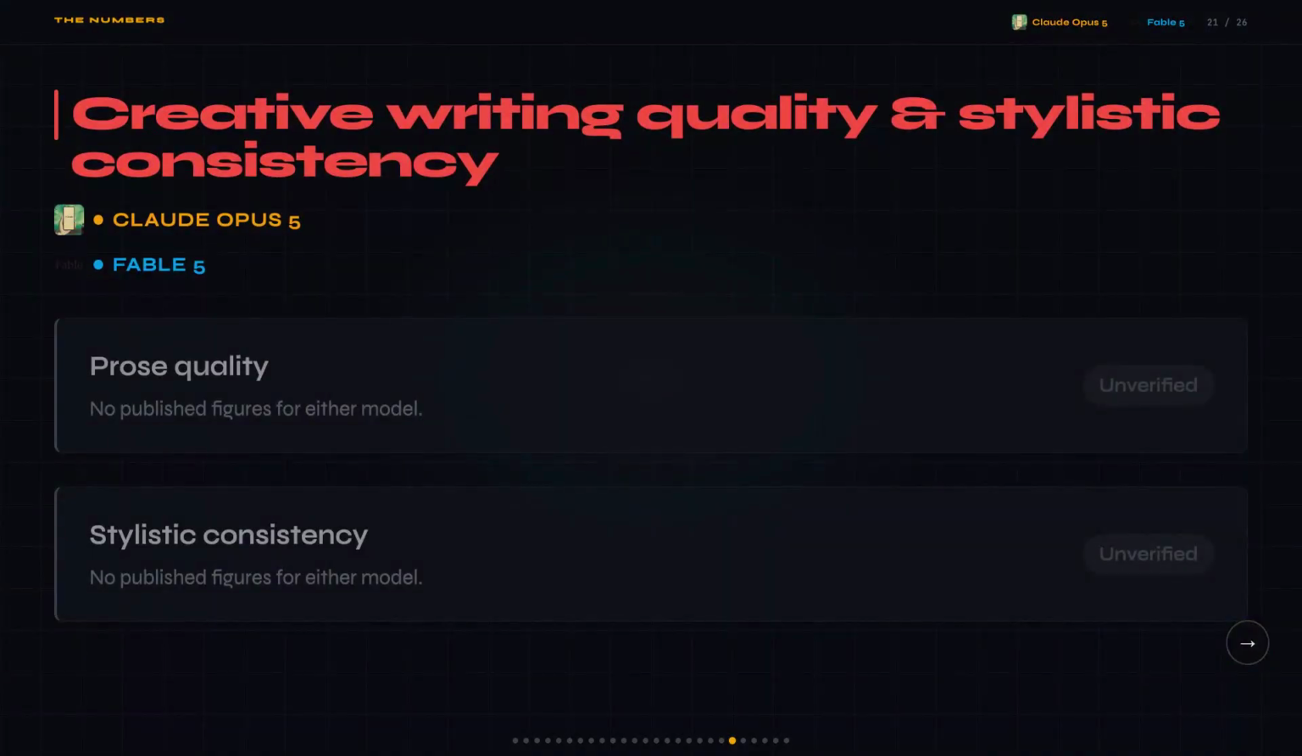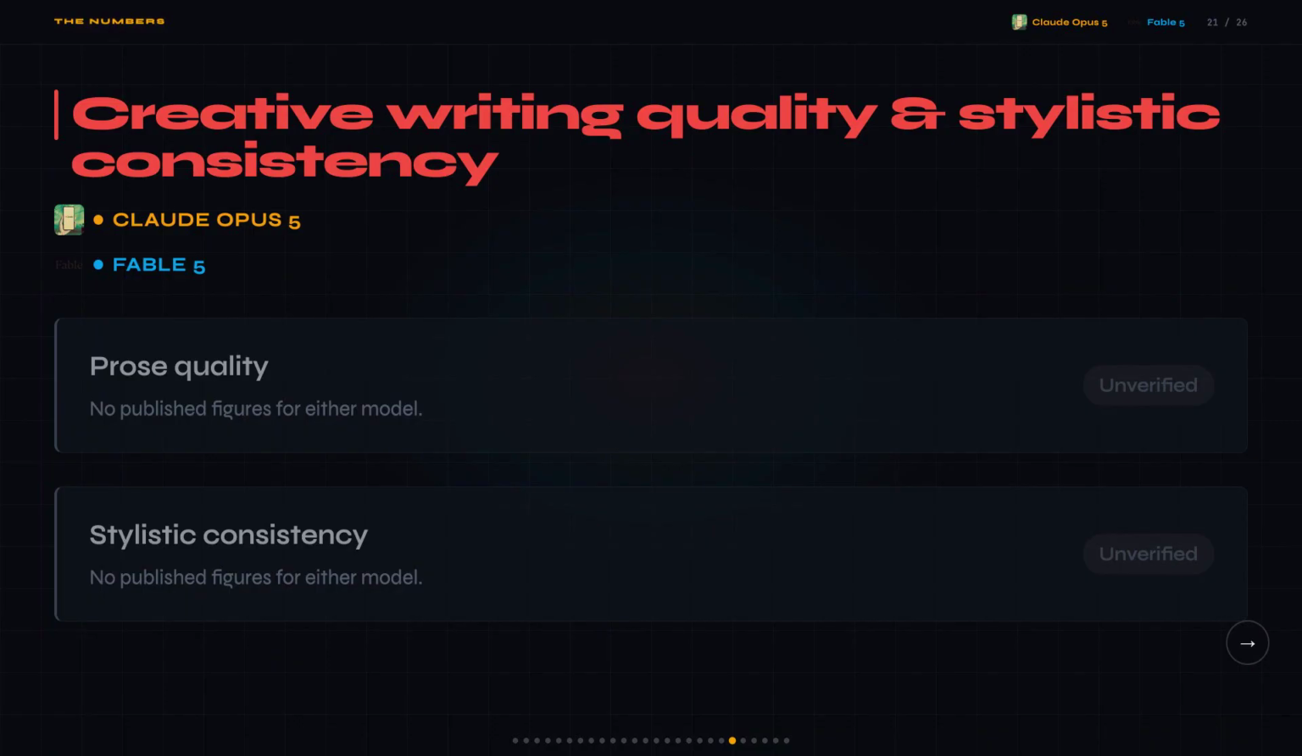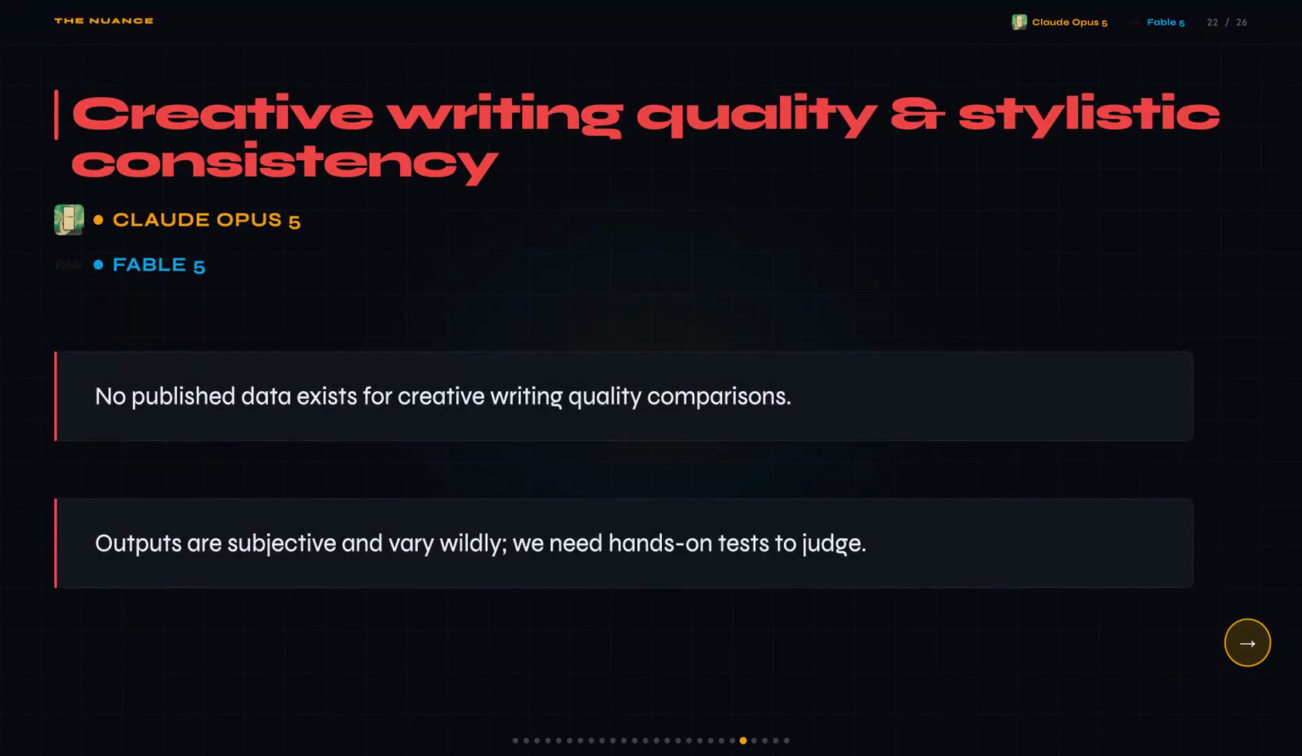I looked hard for published data on this, and there's just nothing there. No benchmark numbers for prose quality, no stylistic consistency scores for either model, and the community reports I found show wildly different outputs on the same prompt. But that's non-deterministic behavior, not a score. And creative writing is so subjective that even a well-run test would be hard to interpret.